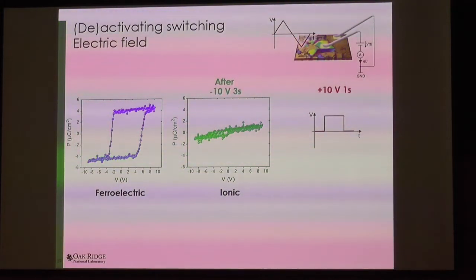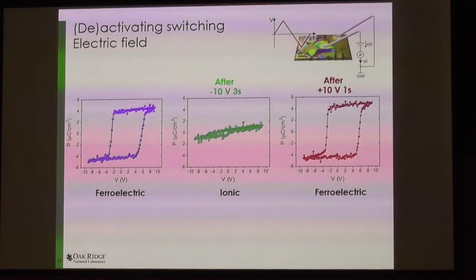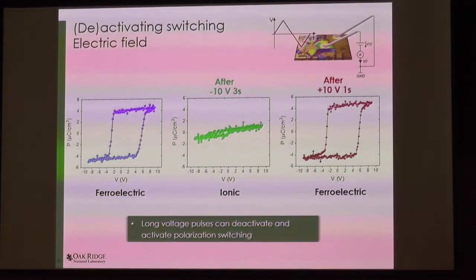If we then apply a positive voltage pulse, so this one was negative, now positive, we suddenly reactivate ferroelectric switching and end up in a nice ferroelectric polarization switching state again, with loops that actually look even nicer than before. So that's nice, that we can just apply long voltage pulses and then decide: do we want a positive polarization state, do we want a negative polarization state, or no switching at all. So we can switch between hysteretic and non-hysteretic behavior on top of polarization switching.